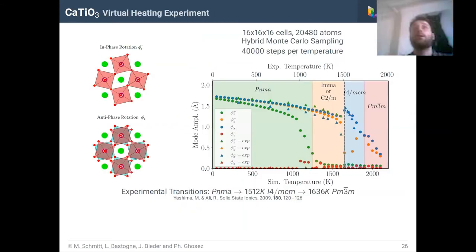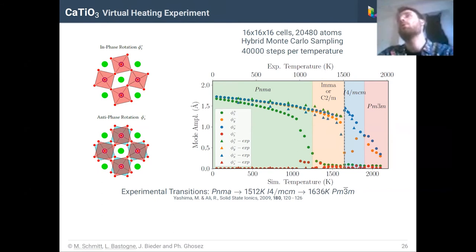Okay, and we did the same thing for calcium titanate. Here the structure is a bit different. Here it's mainly the rotations that play a role, not the polarizations. You see in the dots the data points calculated by the effective potential, and in the triangles the experiment. We find an additional intermediate phase between the Pnma ground state and the tetragonal I4/mcm, where experimentally the only transition is said to be happening in that temperature range.